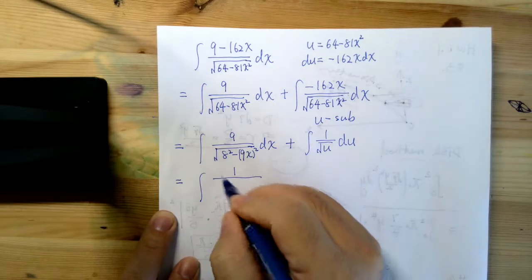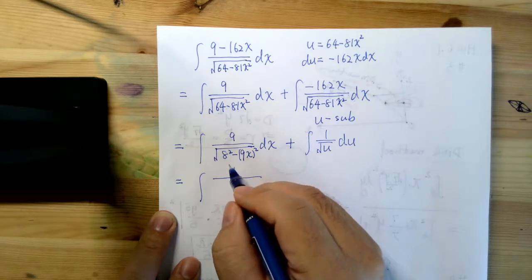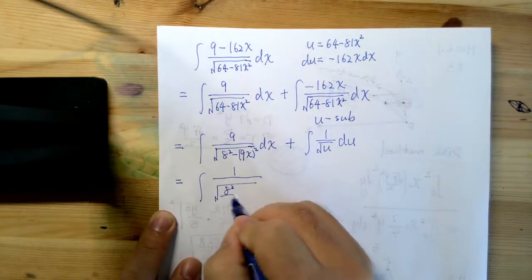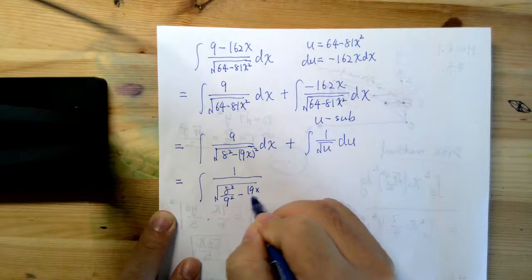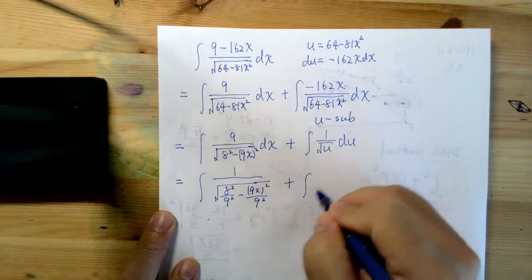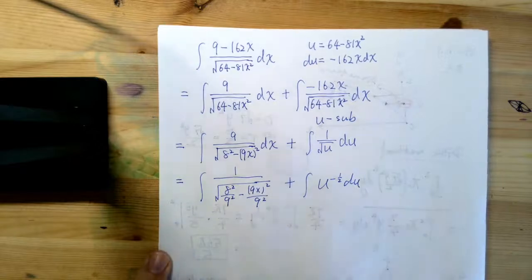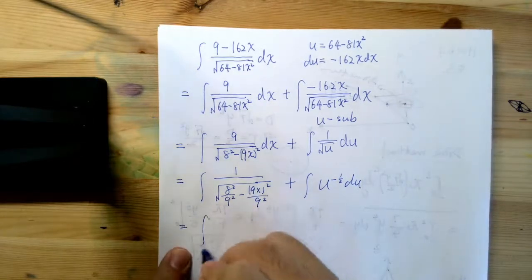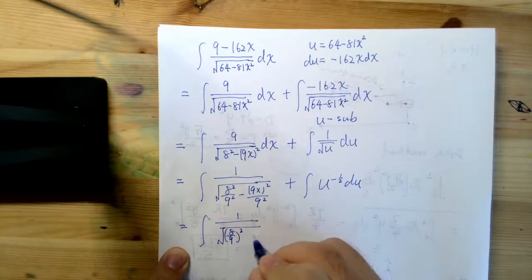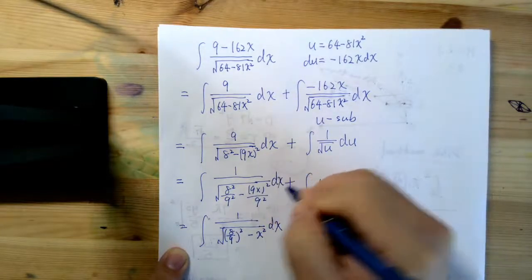And if I divide by 9, if I put that inside of that square root, it's going to be 9 squared. So you're going to have 8 squared over 9 squared minus 9x squared over 9 squared. Okay. And then plus, well, we can do u to the power negative half du. So now this one becomes 8 over 9 squared minus x squared dx. Okay, I forgot a dx here.